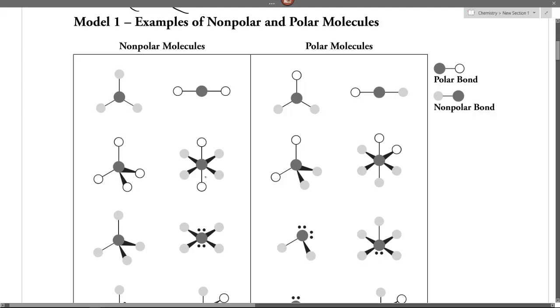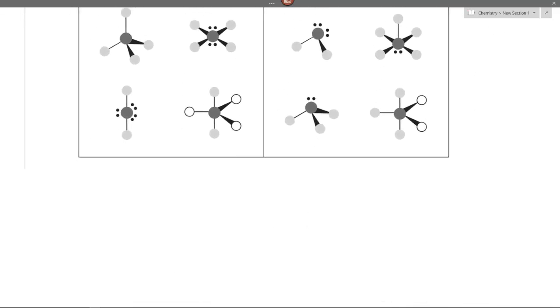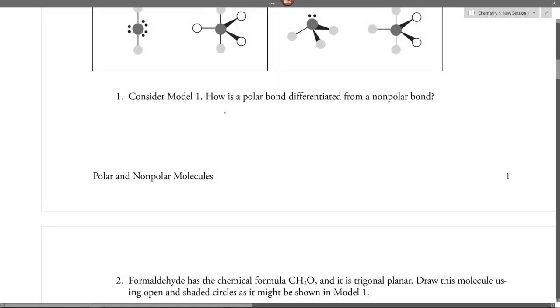So we have polar bonds in a bunch of things. Here's a polar bond, here's a polar bond, and here's a nonpolar bond, nonpolar, nonpolar. Hopefully you can see that nonpolar has a darkly shaded and lightly shaded circle, and the polar bond is a darkly shaded circle and an open circle that is not shaded. And that's how we tell the difference between the polar and nonpolar bonds in this model. Let's take a look. We just talked about this. How is a polar bond differentiated from a nonpolar bond? By color. And that was easy.